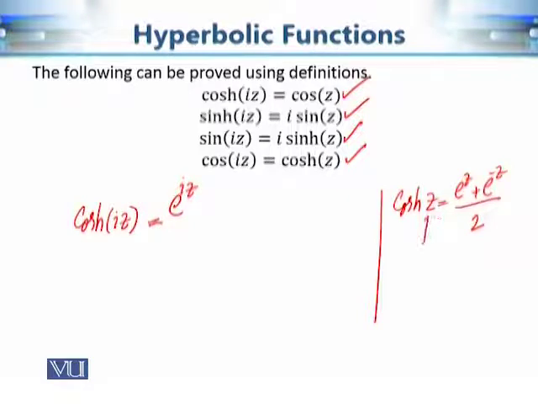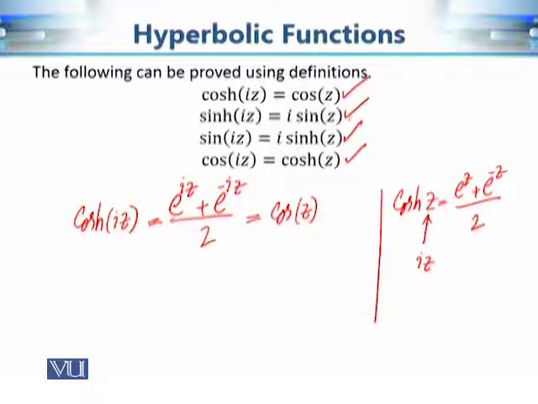So just replace z with iota z. Okay, so e raised to power iota z plus e raised to power minus iota z divided by 2, and from the definition of cosine z, as we have discussed in our previous modules, is going to be exactly equal to cosine z.